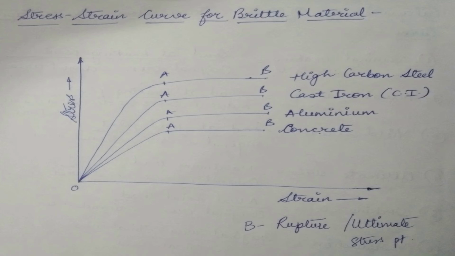Here the point B is the rupture as well as the ultimate value. So it is the ultimate stress value which you see, and there's also the rupture point. So it is the maximum stress it can bear and it will immediately break. So these are the various materials and their graphs. So with this I conclude this session.